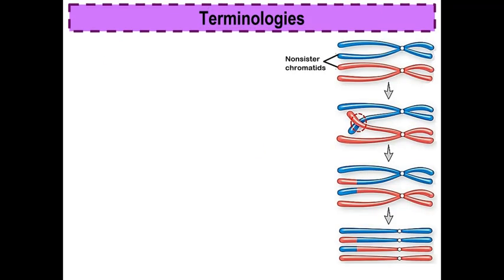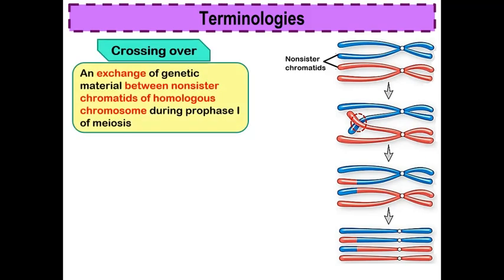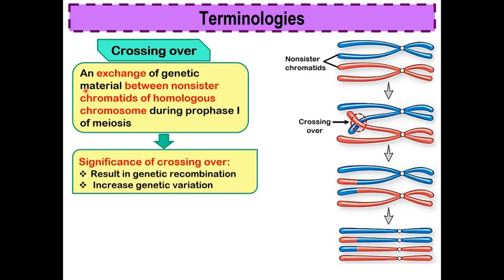Terminology number 7 is crossing over, a process of exchange of genetic material between non-sister chromatids of homologous chromosomes during prophase 1 of meiosis. From this diagram, we can see this is one homologous chromosome. This is non-sister chromatids between blue and red, and this is the process of crossing over. The significance or importance of crossing over: first, it results in genetic recombination. Second, it increases genetic variation, especially in gametes.